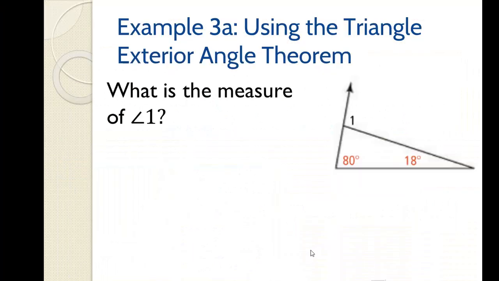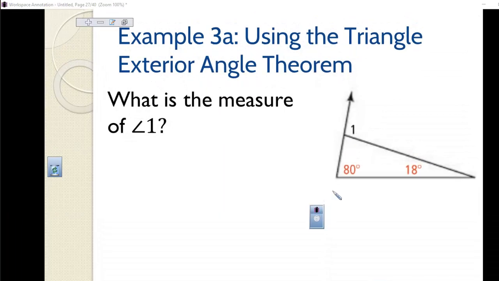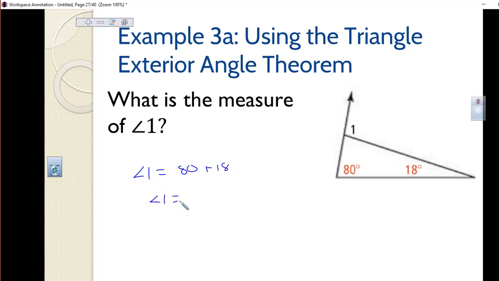All right, so let's take a look here at our first example with using the exterior angle. So example 3. Looking for angle 1, we're given 80 degrees and 18 degrees. So angle 1 is equal to the sum of 80 plus 18. Angle 1 is equal to 98. And it's just that easy. The angle on the outside is equal to the sum of the two remote interior angles. So, like I said, this is 98. Now you could also find the measure of this interior angle by subtracting it from 180. That would give you the angle on the inside.